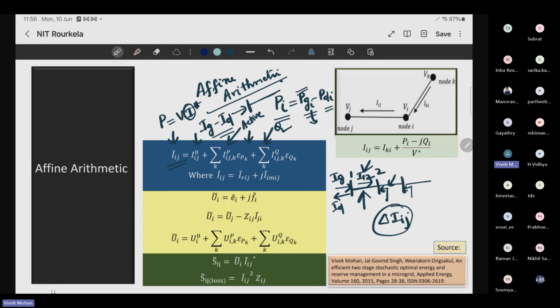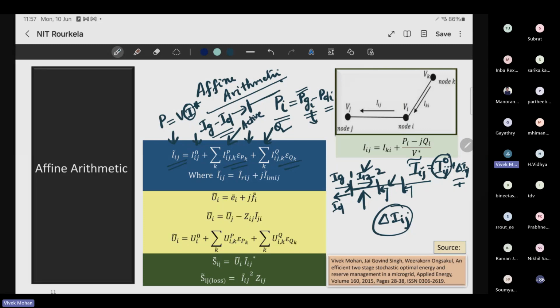Now it is perfectly matching. My Iij affine is equal to Iij naught plus delta Iij. And delta Iij is what is represented by second term and the third term. These are sensitivities of line current with respect to sensitivities in nodal active and reactive power injections. Okay. Now Iij naught is the deterministic current. So initially, if say we are assuming that the solar irradiance would be this much in a particular hour, then that is a deterministic consideration. We assume that it will happen.